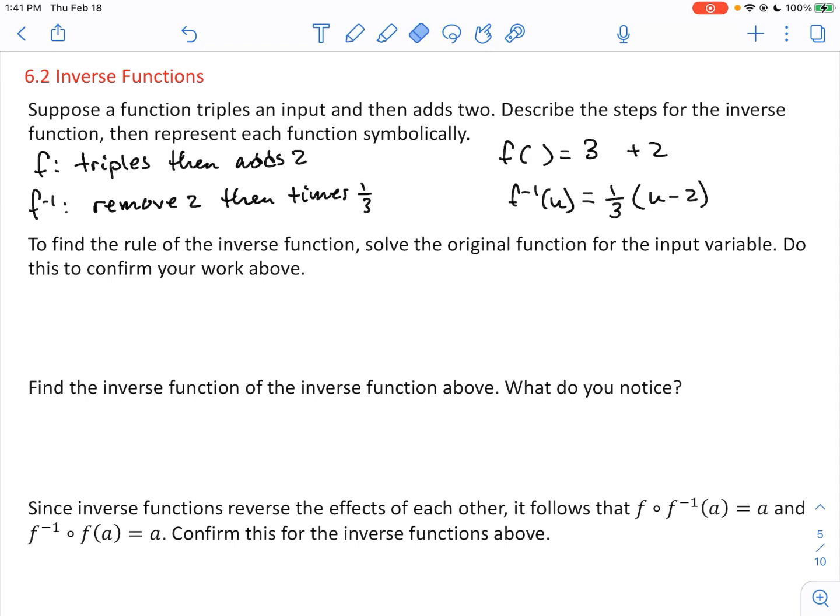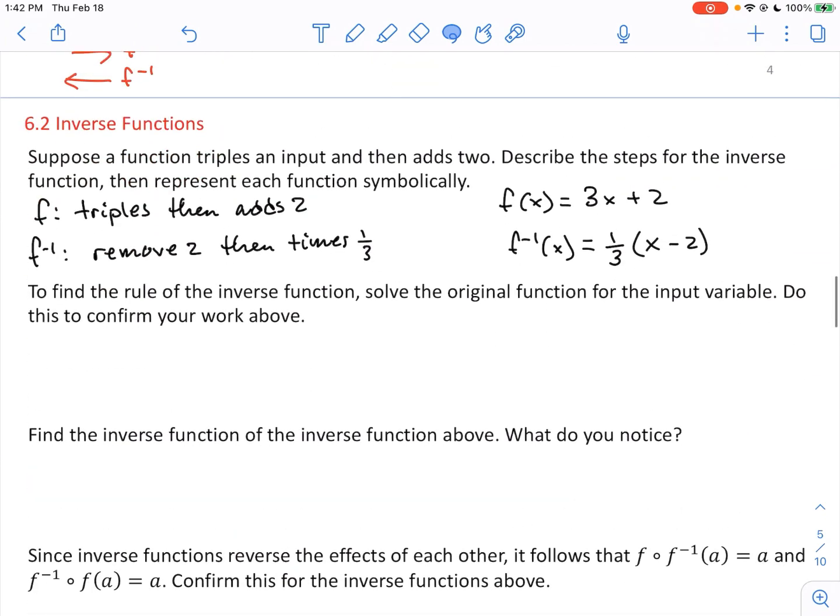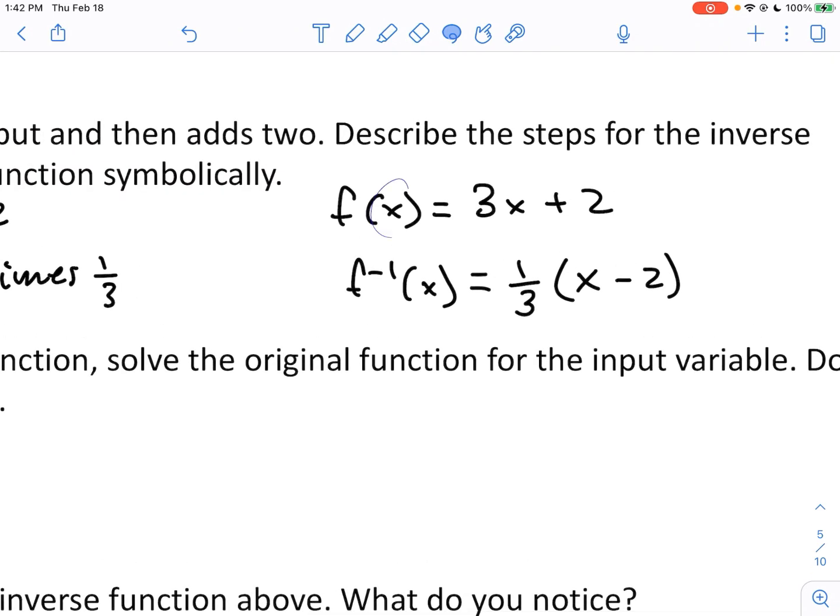I don't like doing that because if you call them both x, it gets especially confusing, because look up here in the Fahrenheit situation. What if I had called these both c's or both f's? Then it would be extremely confusing because the variables represent an idea. But when you're doing naked math, which is math without a context, and you just think inputs, outputs as numbers only, then the function f triples the input and then adds 2. Inverse function removes 2 from the input and then times 1/3. And I'm just using x to represent a general input.